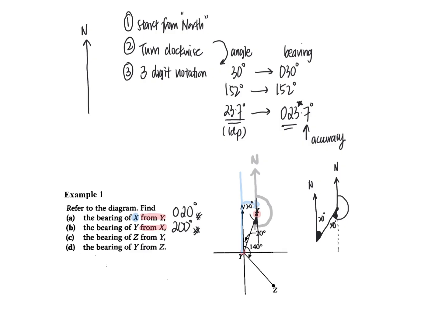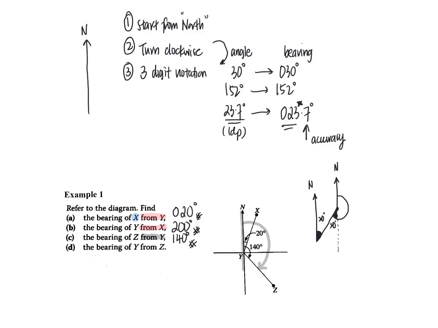So next one is, I'm starting from Y. Again, I'm facing the North Pole. And then I have to turn until I see Z. So turn until I'm facing Z. So what is that full angle? 140. So the bearing is just 140.